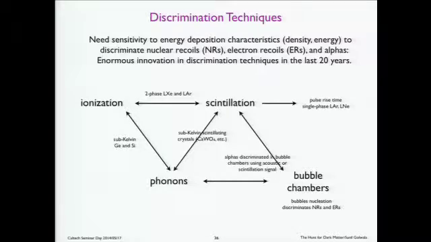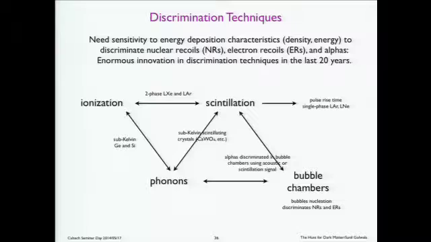Some experiments try to measure the ionization that's produced. So the recoiling particle, it's charged, it rips electrons off of atoms as it passes by them. And the amount of ionization produced is different for nuclear and electron recoils. Some of them look at scintillation light. So that's, again, electrons get ripped off, but then they recombine and emit light.